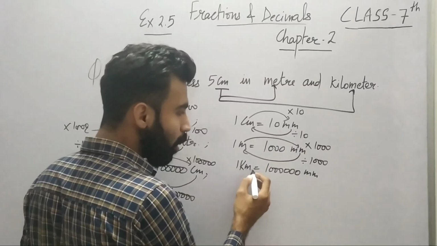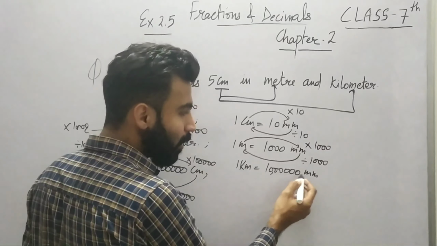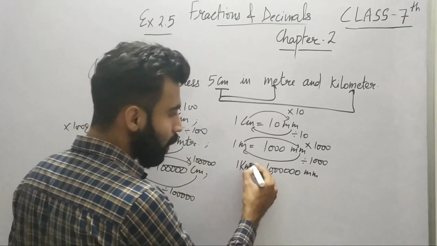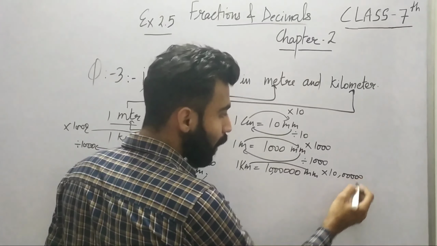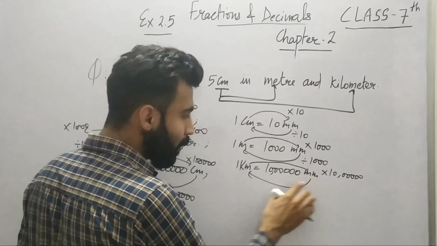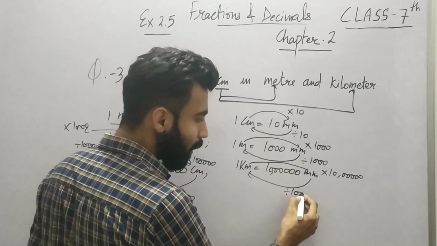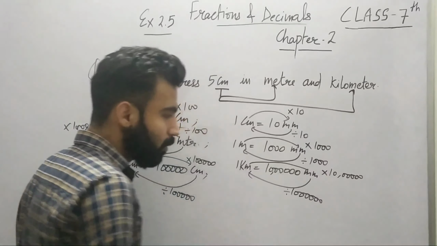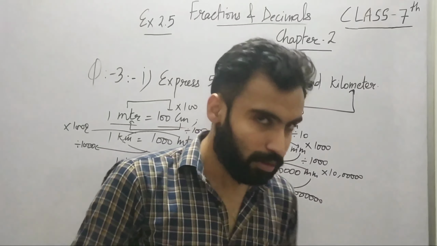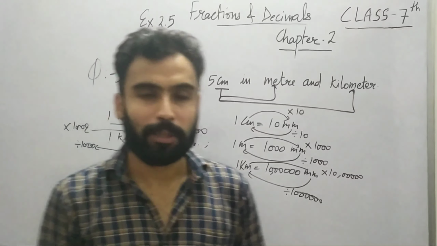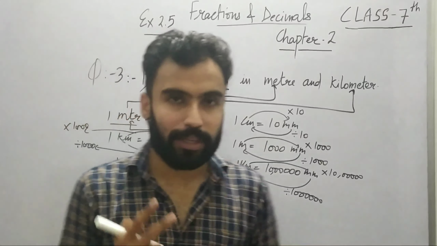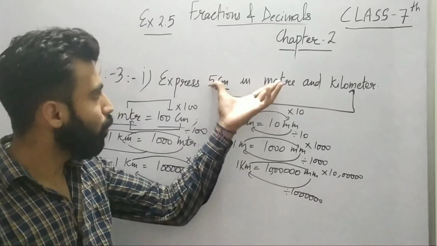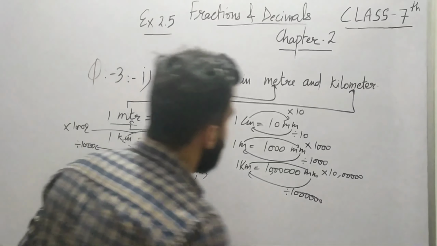Now in 1 kilometer there are 10 lakh millimeters. So to convert kilometer into millimeter, you have to multiply by 10 lakh. To convert millimeter into kilometer, you have to divide by 10 lakh. Right, so this is how you have to remember by which number to multiply or divide for conversion. Now just cram it, remember it in your mind. Now starting off with this question, let me just rub this.